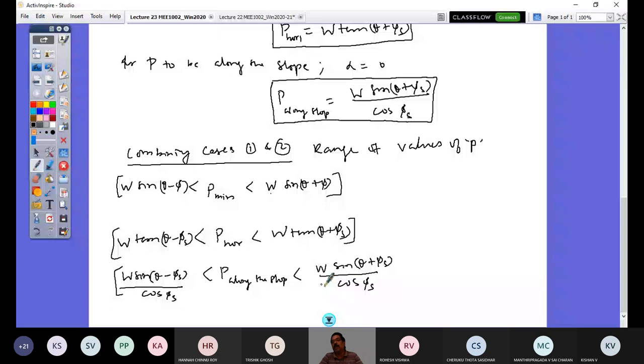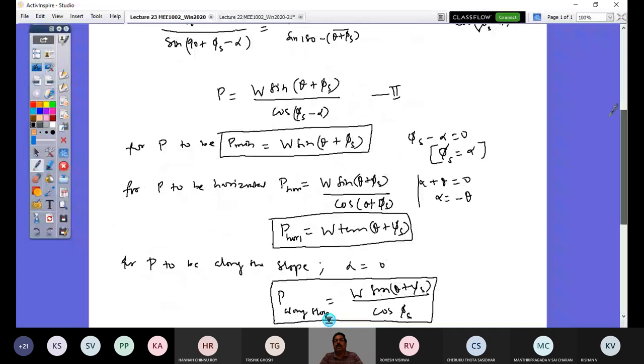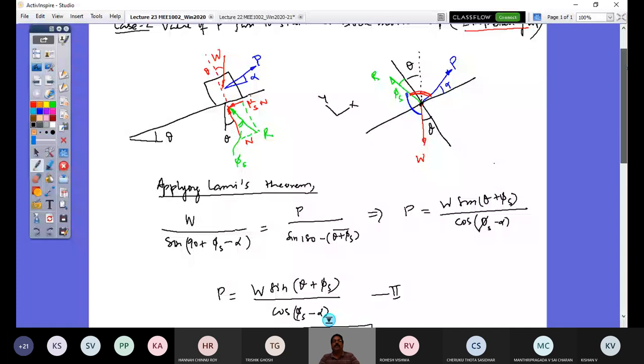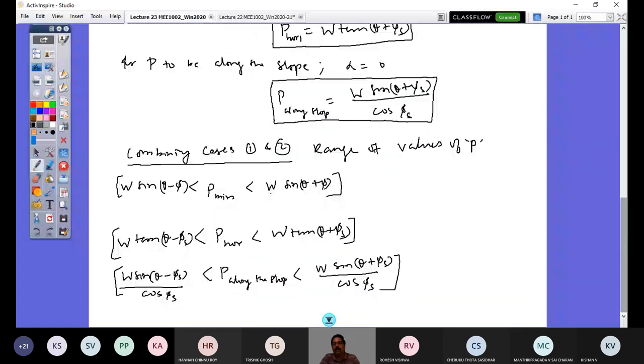So the problem we have posed is a generic problem, with P at an angle alpha to the slope. If it is given very specifically, then you would have these expressions. Right? Any doubt in this? Any doubt? There are only 25 students present. Any doubts? No, sir.